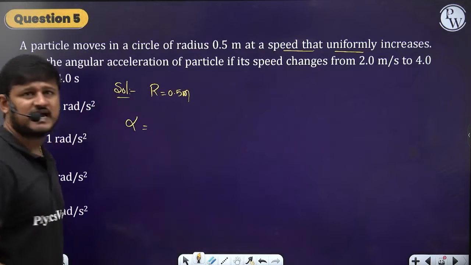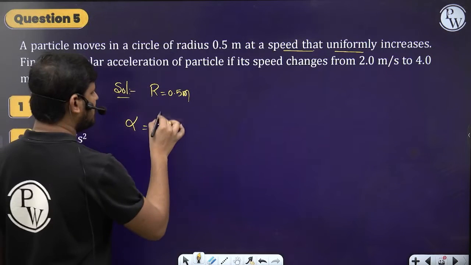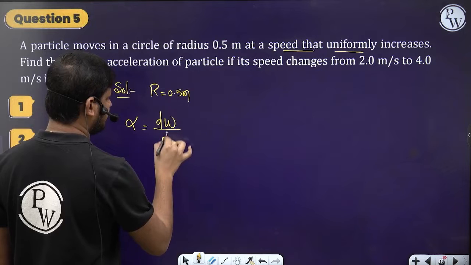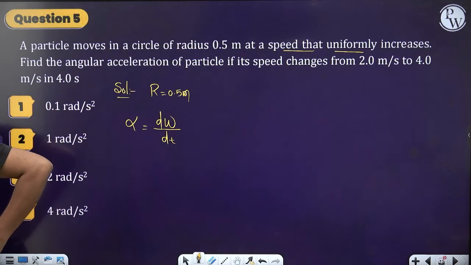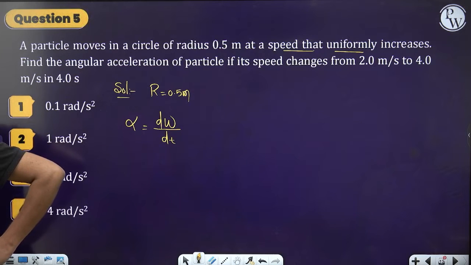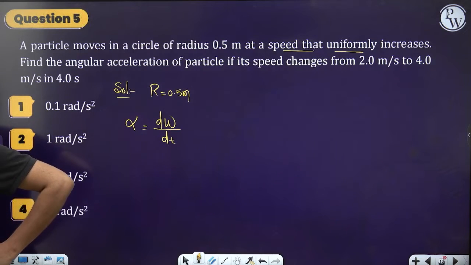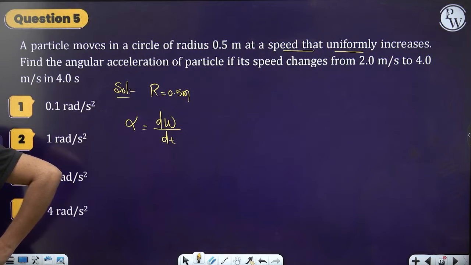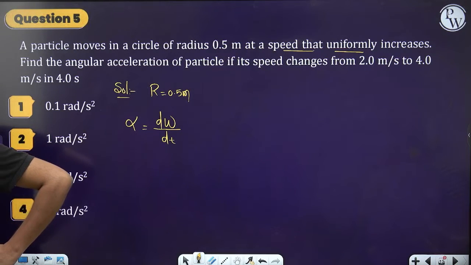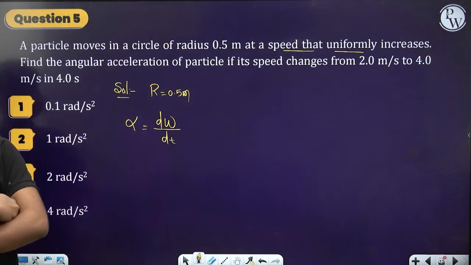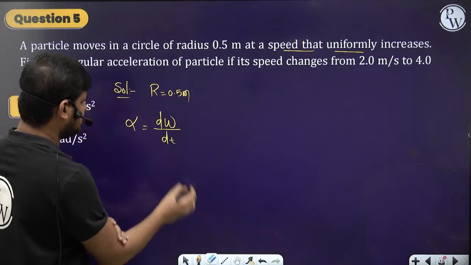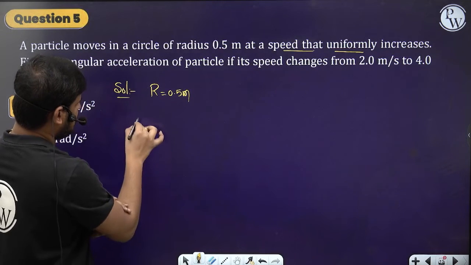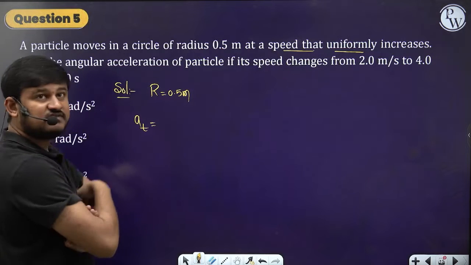So first, what is the angular acceleration formula? It's going to be d omega by dt. Yes or no? So d omega by dt. Now here the thing is, how can you substitute d omega by dt there? Understand carefully. If its speed is changing, let's come by this way. Shall we find its tangential acceleration first?